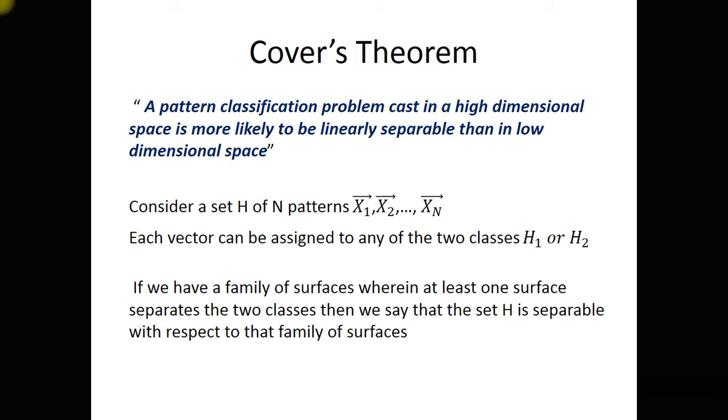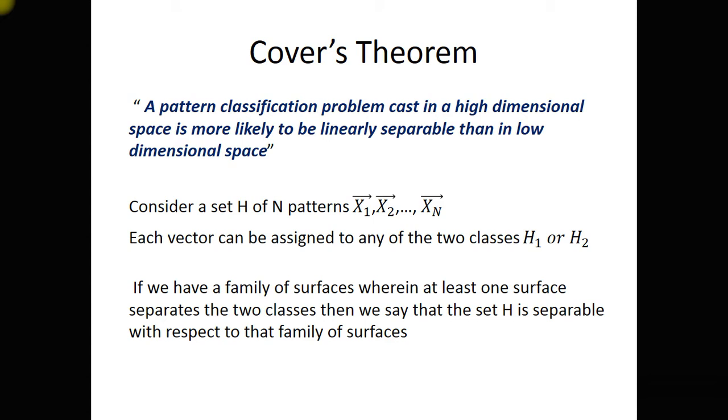Now consider a set H of n patterns, x1, x2 up to xn. All these are vectors. Each vector can be assigned to either of two classes, say it's a two class problem, H1 or H2. If you have a family of surfaces wherein at least one surface separates the two classes, then we say that the set H is separable with respect to that family of surfaces. As we can see, there can be an infinitely large number of lines, if you remember the previous session. So it's actually a family of lines. It's not only a single line which can separate.